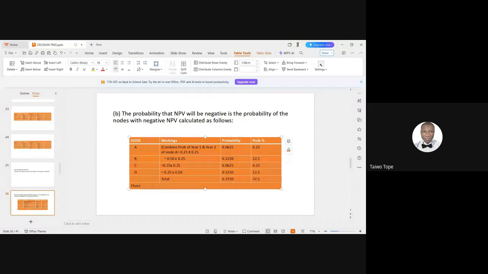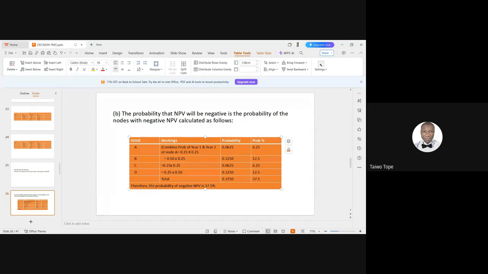Therefore, the probability of negative MPV is 37.5%. The probability that MPV will be negative is the probability of the nodes with negative MPV, calculated as follows.